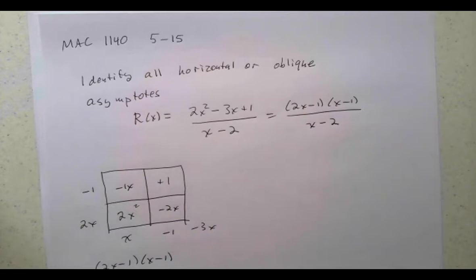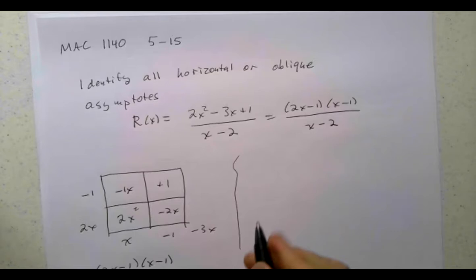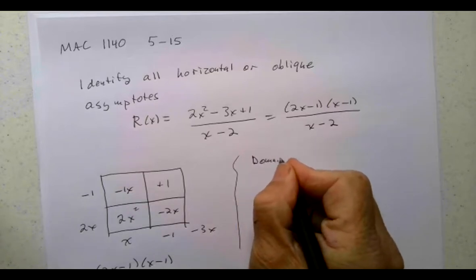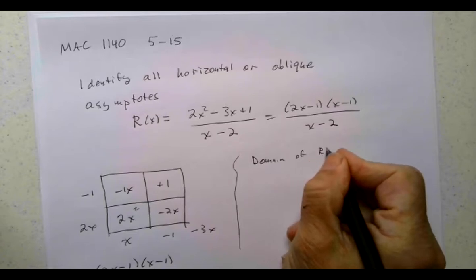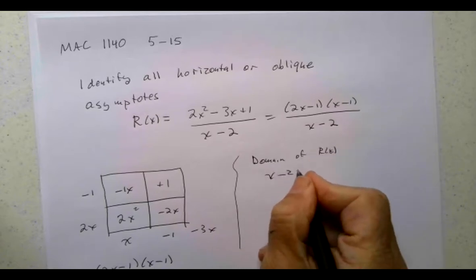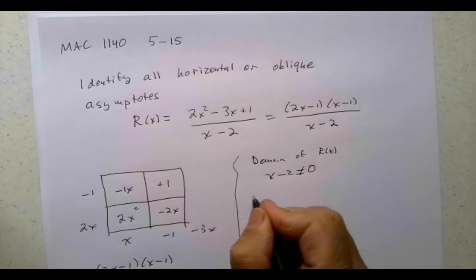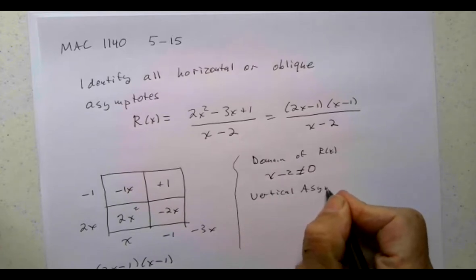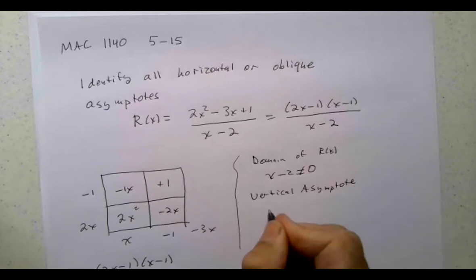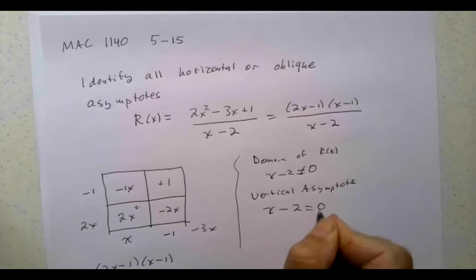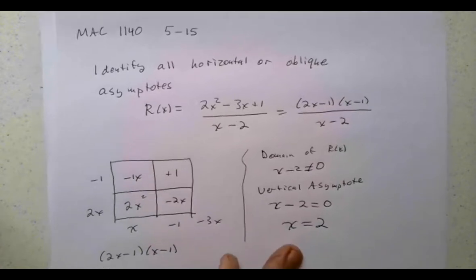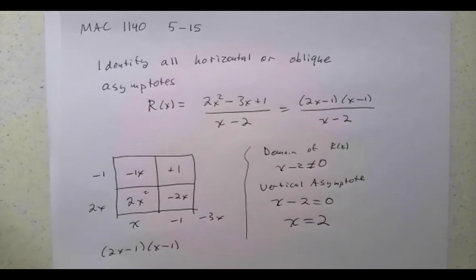So in terms of our vertical asymptotes, the x minus 2 downstairs does not cancel out. So we know regarding the domain of the function r of x, x minus 2 cannot be 0. So that's going to help us out with our vertical asymptote. Our vertical asymptote will be when x minus 2 is 0 or when x is 2. So we can look at that and see if that's the case.